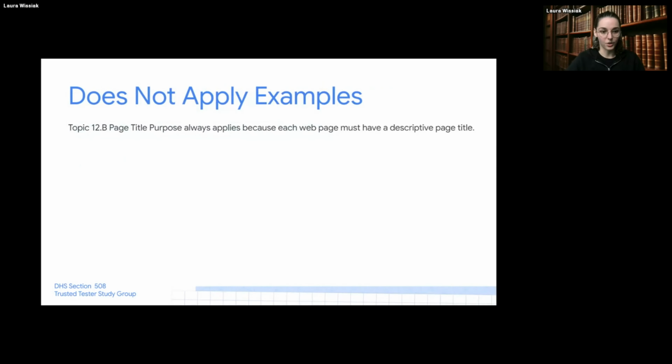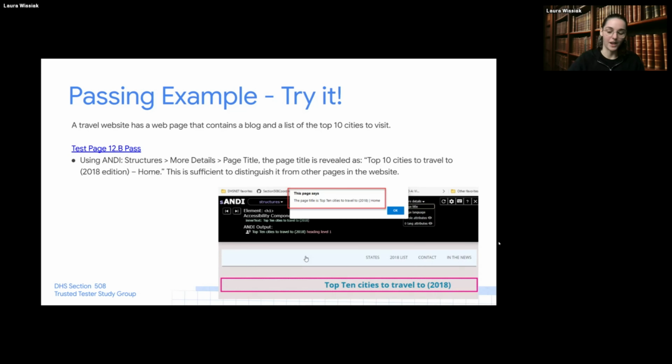Okay, so going back to page title purpose, it is again one of the few test IDs that have no DNA. There's no option that they do not apply, because as long as we have a page title, it also should have a purpose. And it always applies because each web page must have a descriptive title. So it is a pass or fail, but it's not possible that it's not applicable.